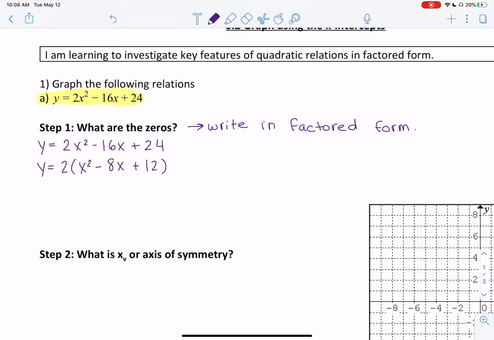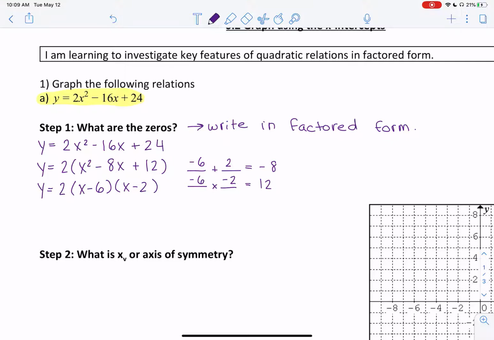And now we're just going to factor the stuff in the brackets. So we need two numbers that add to the middle number and multiply to a times c, which is just 12. And if I think about my numbers, that will be -6 and -2. Since my a value inside the brackets is just 1, I can jump straight to my brackets. I don't need to do the full decomposition, but if you would like to do that, you absolutely can. And now I've factored it.